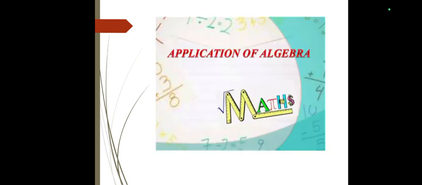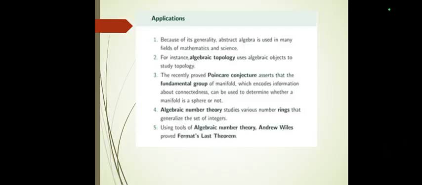So next we see some applications of algebra. Because of its generality, abstract algebra is used in many fields of mathematics and science. For instance, algebraic topology uses algebraic objects to study topology. The recently proved Poincaré conjecture asserts that the fundamental group of a manifold, which encodes information about connectedness, can be used to determine whether a manifold is a sphere or not. Algebraic number theory studies various number rings that generalize the set of integers. Using tools of algebraic number theory, Andrew Wiles proved Fermat's Last Theorem.